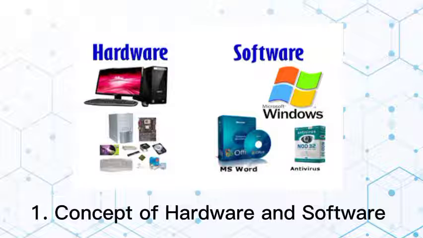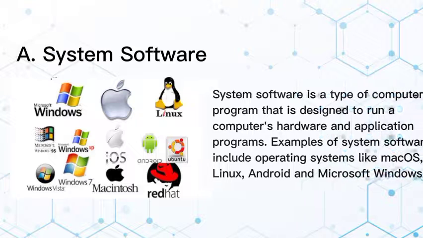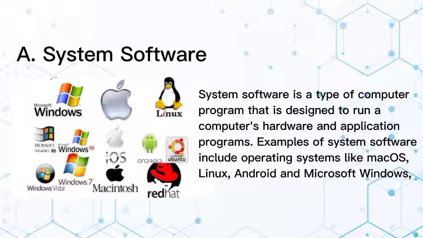The concept of hardware and software. System software. System software is a type of computer program that is designed to run a computer's hardware and application programs. Examples of system software include operating systems like Mac OS, Linux, Android, and Microsoft Windows.